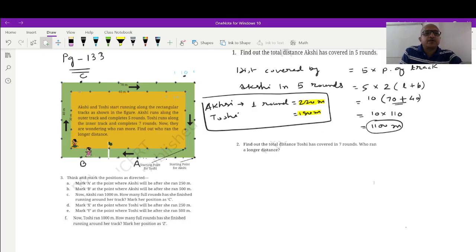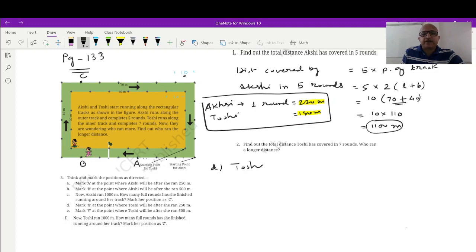Same here also, 1, 2, 3, 4, 5, 6 parts. 60 divided by 6, that means 10 meter. 10 units, whatever the unit given. I hope that is clear. Now let us go for D. So mark X at the point where Toshi will be after 250 meter.